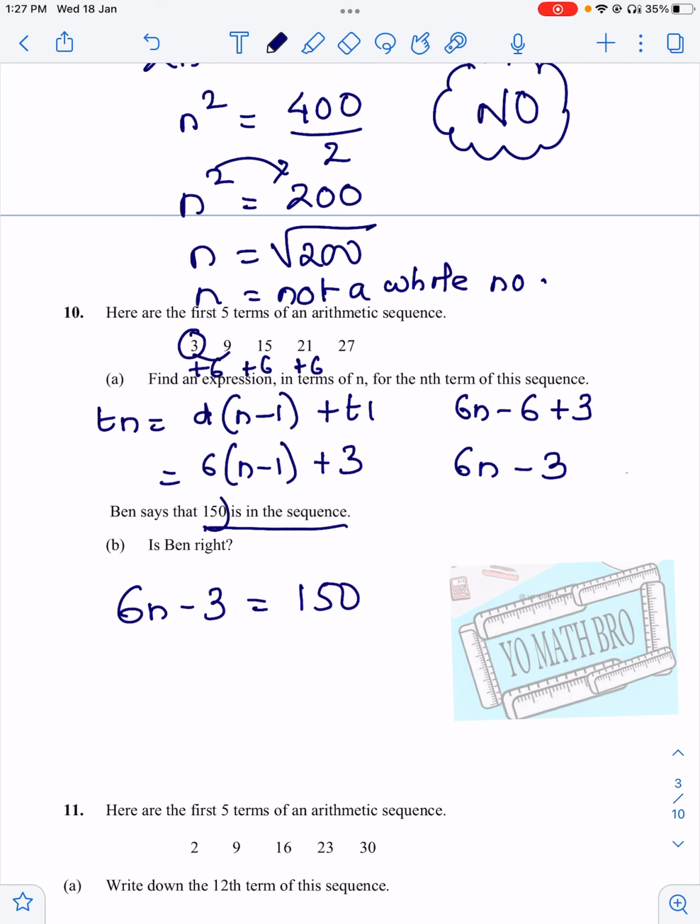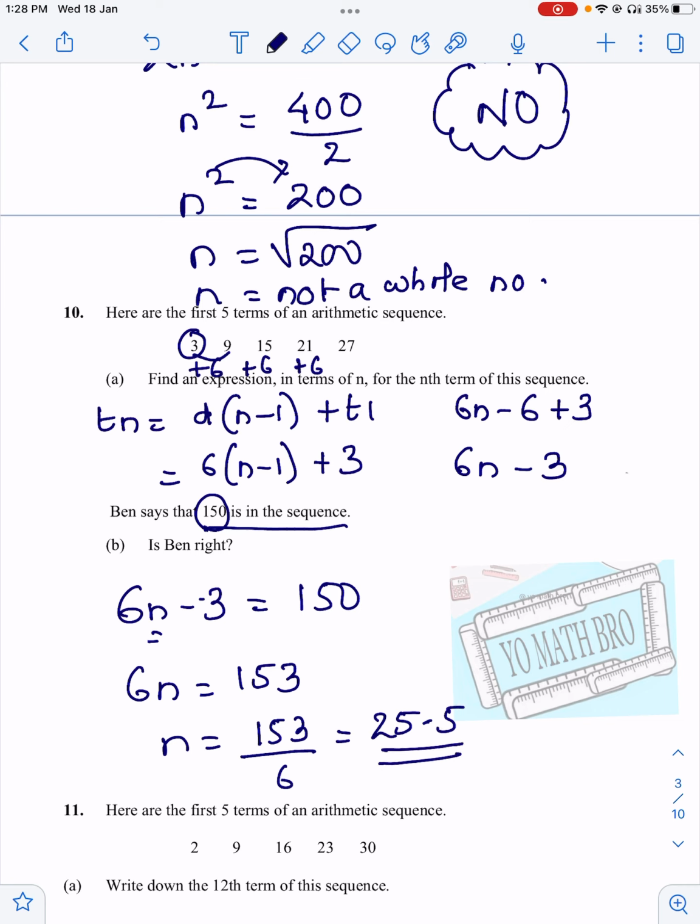If 150 is a part of the sequence, I should get n as a whole number. 6n is equal to 153 (minus 3 goes to that side, plus 3), so n is equal to 153 upon 6. Six 2s are 12, six 5s are 30. I did not get a whole number. So is Ben right? No. Ben is wrong. 150 is not a part.